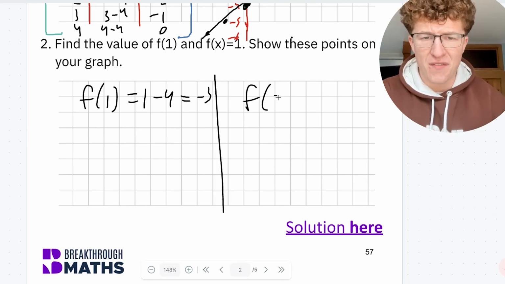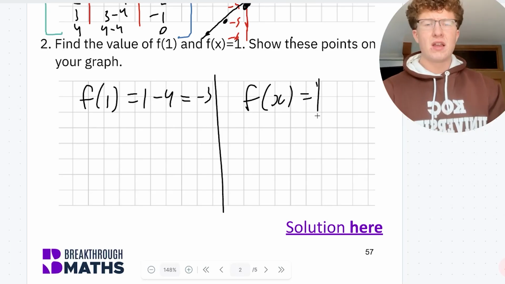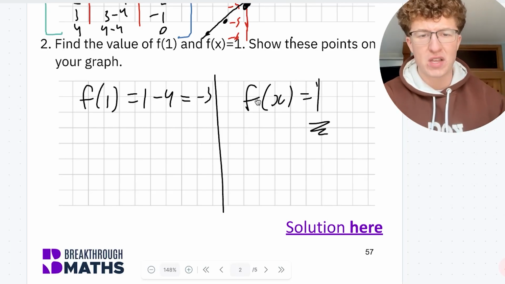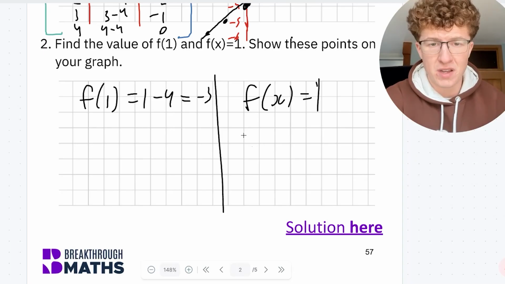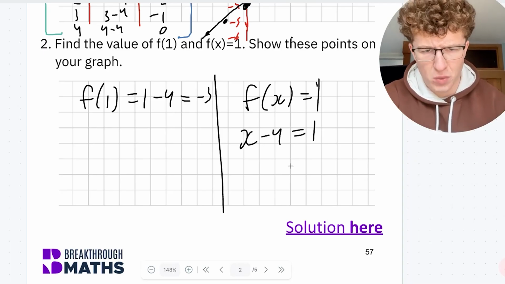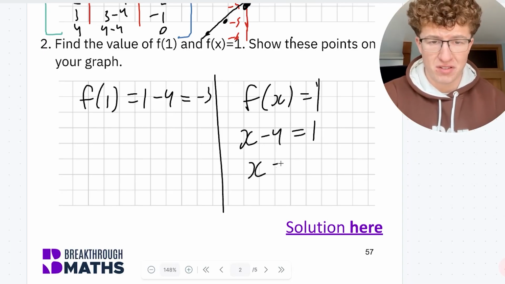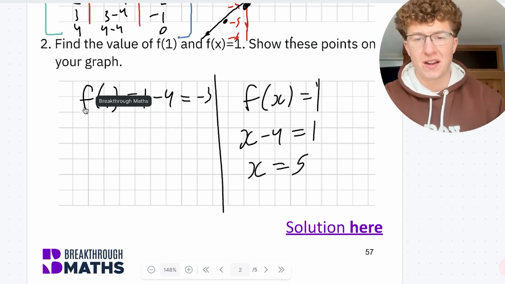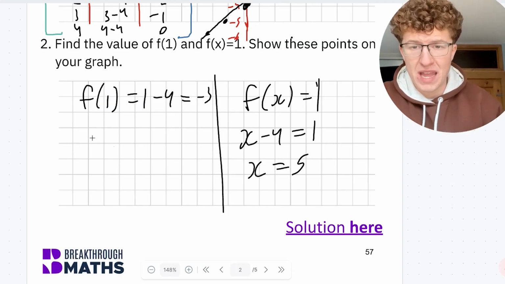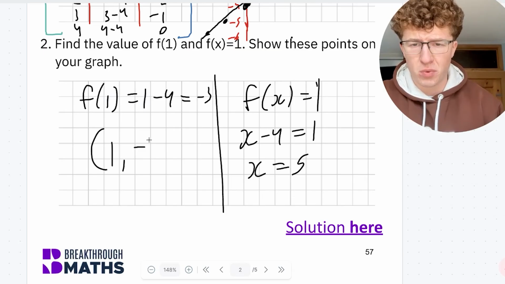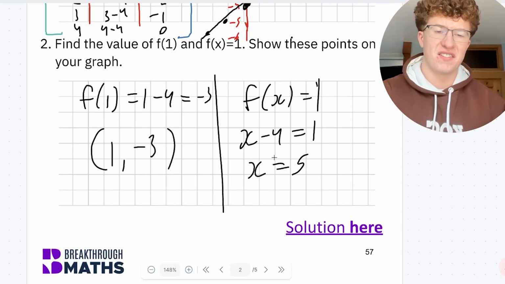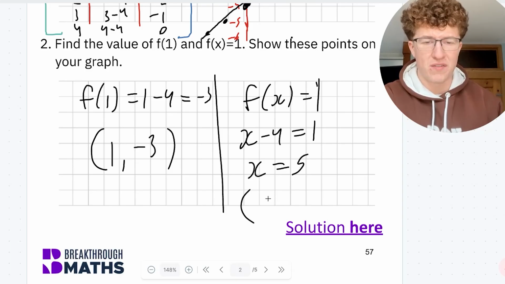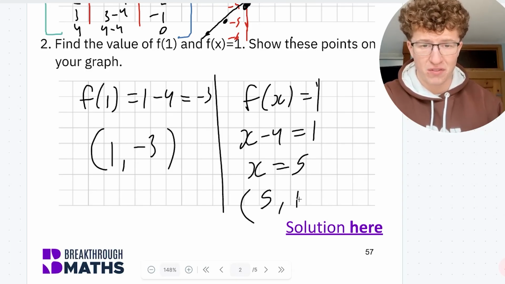Whereas the next one, it's f of x is equal to 1. If we have f of x equal to something, that means we have the y value and we need to get the x value. So we're going to have x minus 4 is equal to 1. If we add 4 to both sides, we'll just get x is equal to 5. So in the first case here, f of 1 equals minus 3. That means when we fill 1 into our function, we're going to get minus 3 back. And the second one, we have f of x equal to 1. So we have the y value, we need the x value, and we already found that was 5.